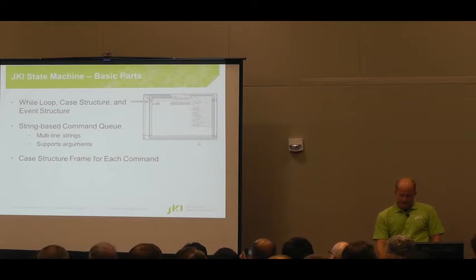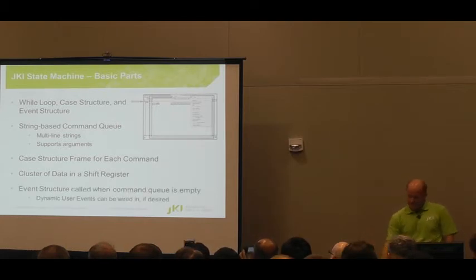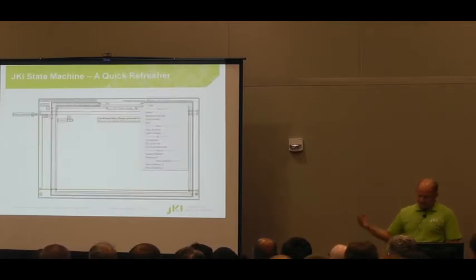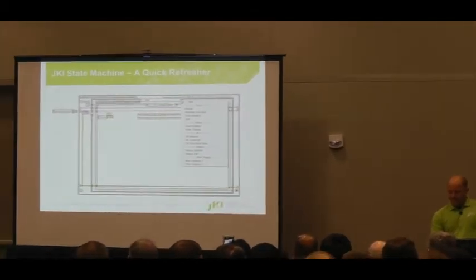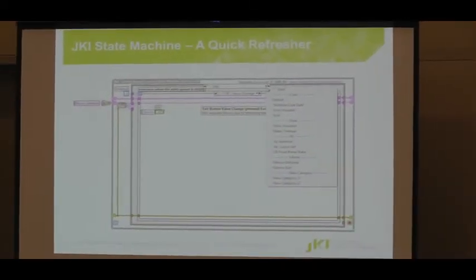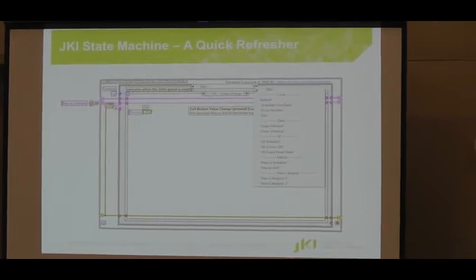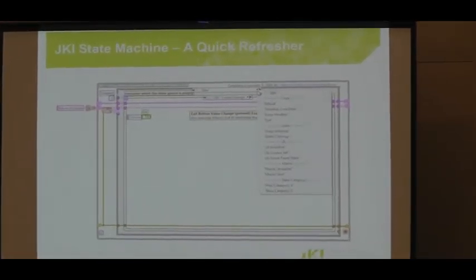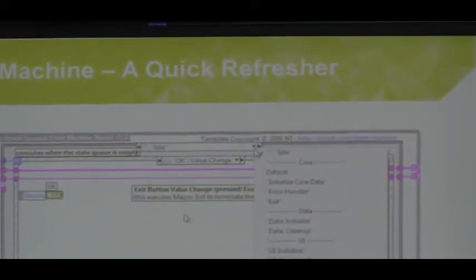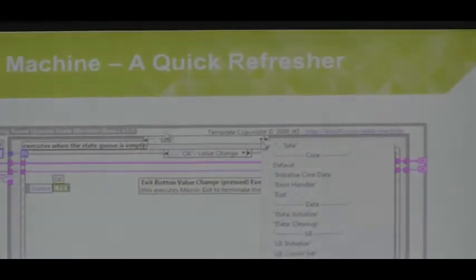And there's a case structure frame for each command, and a cluster of data in a shift register, and an event structure that's called when the command queue is empty. So again, I'll just go back to the previous slide here. You can see there's a while loop, case structure, event structure. The top pink wire contains a cluster of data, and the bottom wire is a string. It's a multi-line string, and we just pop an element off the string, and that chooses which case of the case structure is going to be invoked. And we just do that until there's no more states, and then the idle happens, and the event structure is called.